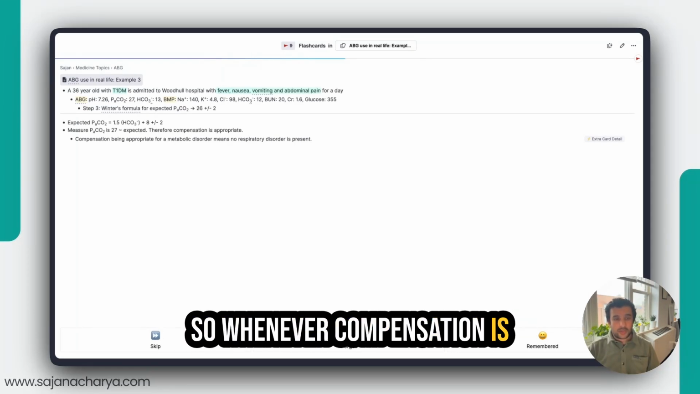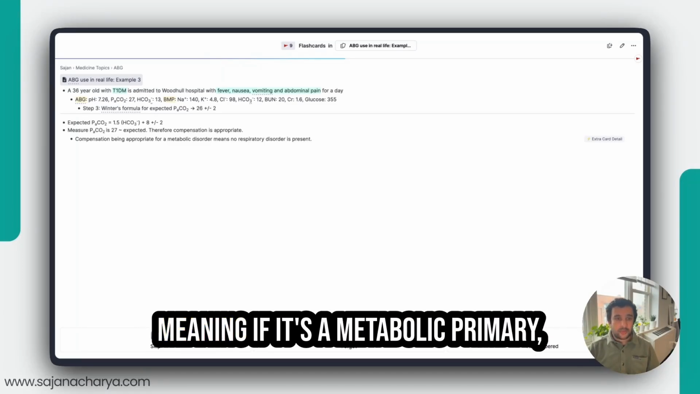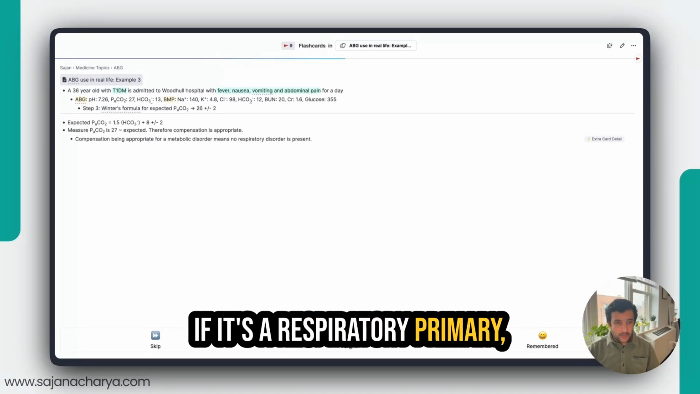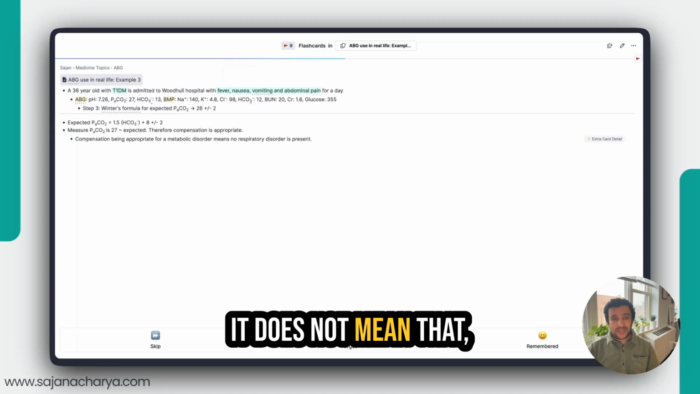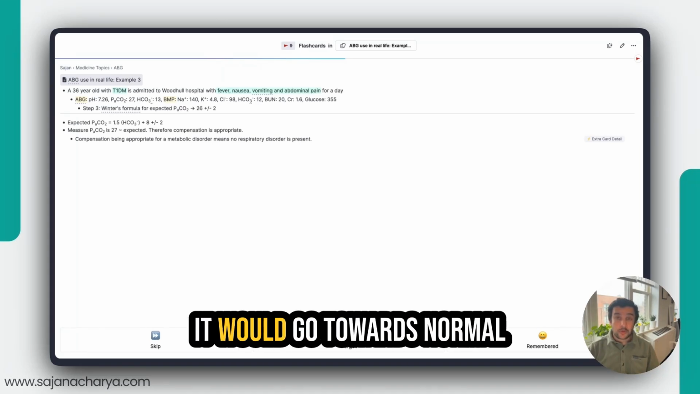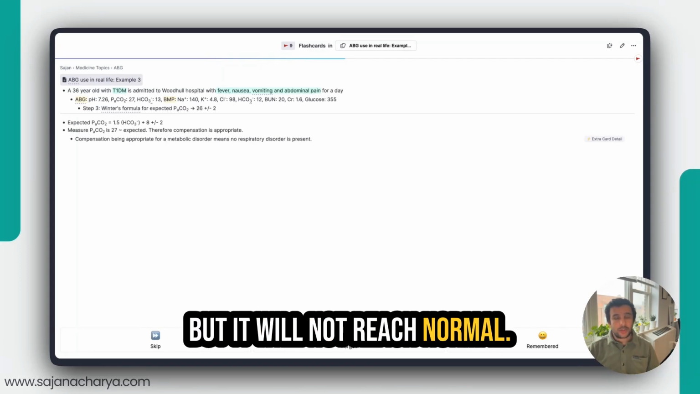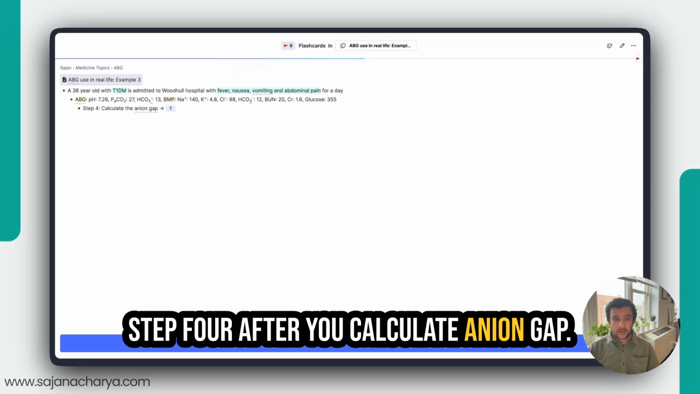So whenever compensation is appropriate, it just means that there is absence of an opposite disorder, meaning if it's a metabolic primary, then there is no respiratory. If it's a respiratory primary, then there is no metabolic. That's all compensation tells you. It does not mean that the pH would be normal. It would go towards normal if it's a good compensation, but it will not reach normal. It will never overcompensate.